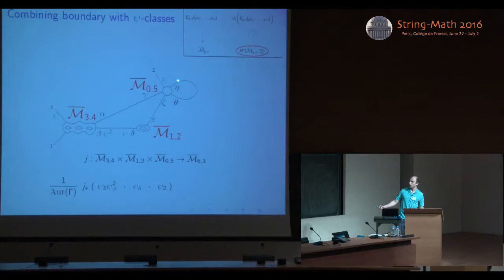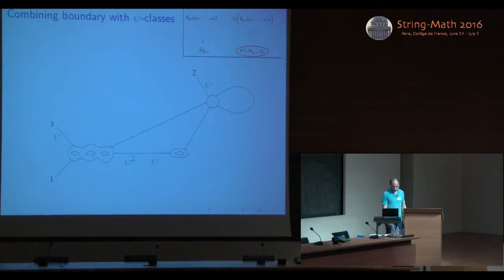And in this slide, I labeled all the half edges of the graph, so that now, for example, in this space, M3,4 bar, it's a genus 3 surface with 4 marked points, and now they are labeled. So instead of being numbered 1, 2, 3, 4, now they are labeled 1, 3, alpha, and beta.